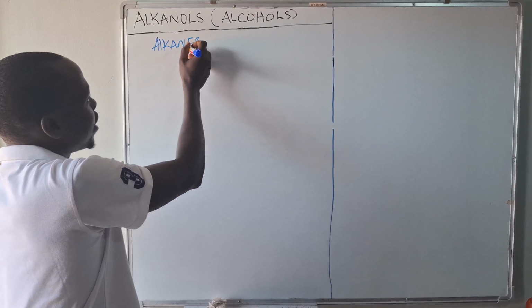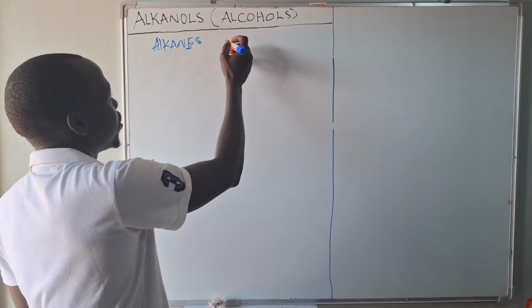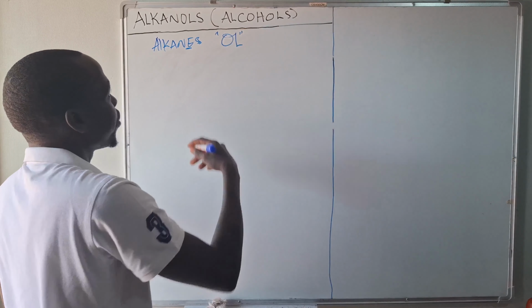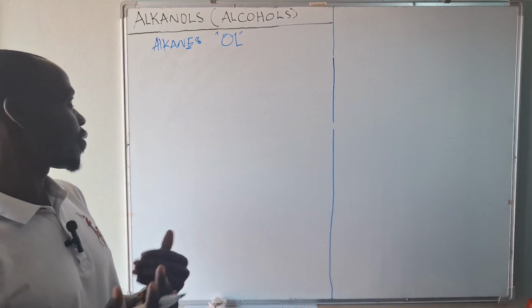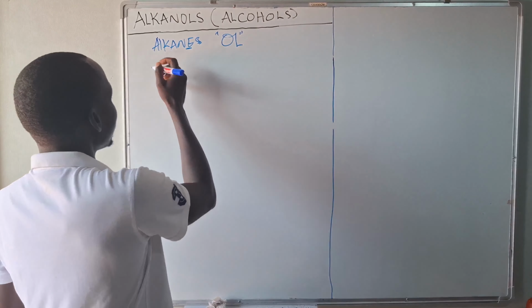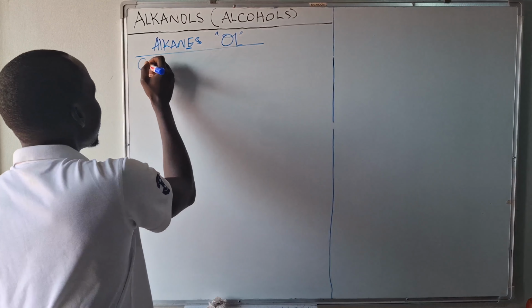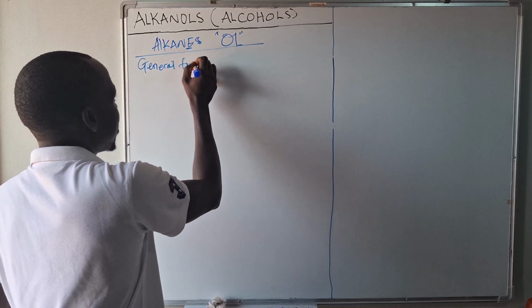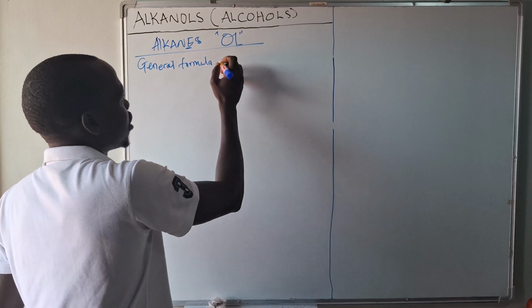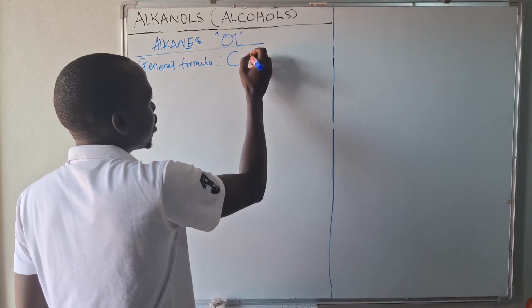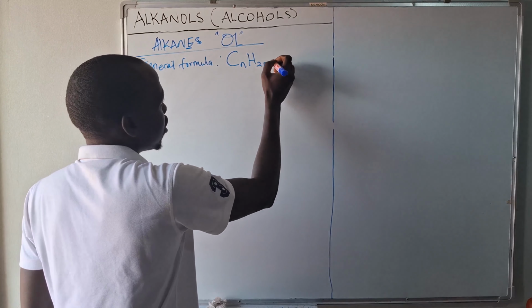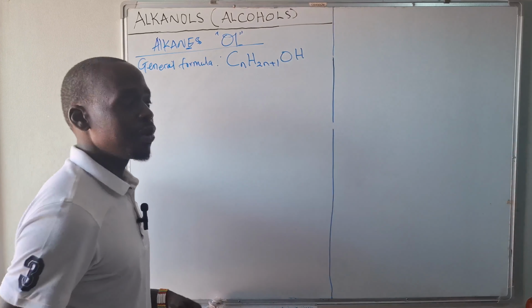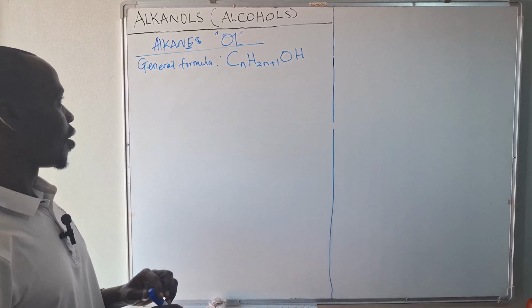I will simply replace the E with the what? With the OL. So in this way, you will get what we call the alkanols. So therefore, these alkanols have a general formula of C. So this is the general formula for alkanols.